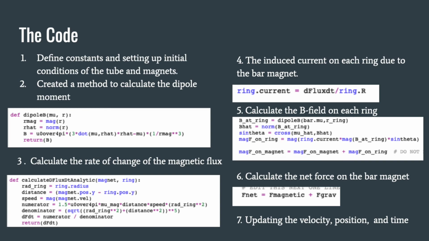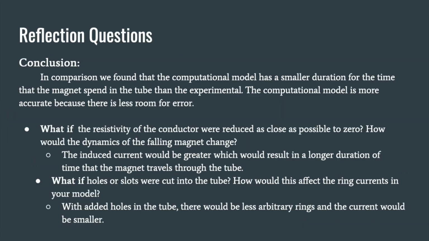Using this information and Newton's third and second law, we were able to create the force exerted on the falling magnet. Using our understanding of forces and its relations, this allowed us to display the change in velocity of the magnet over time. In comparison, we found that the computational model had a smaller duration of time in the tube than the experimental model. The computational model is more accurate because there is less room for error.